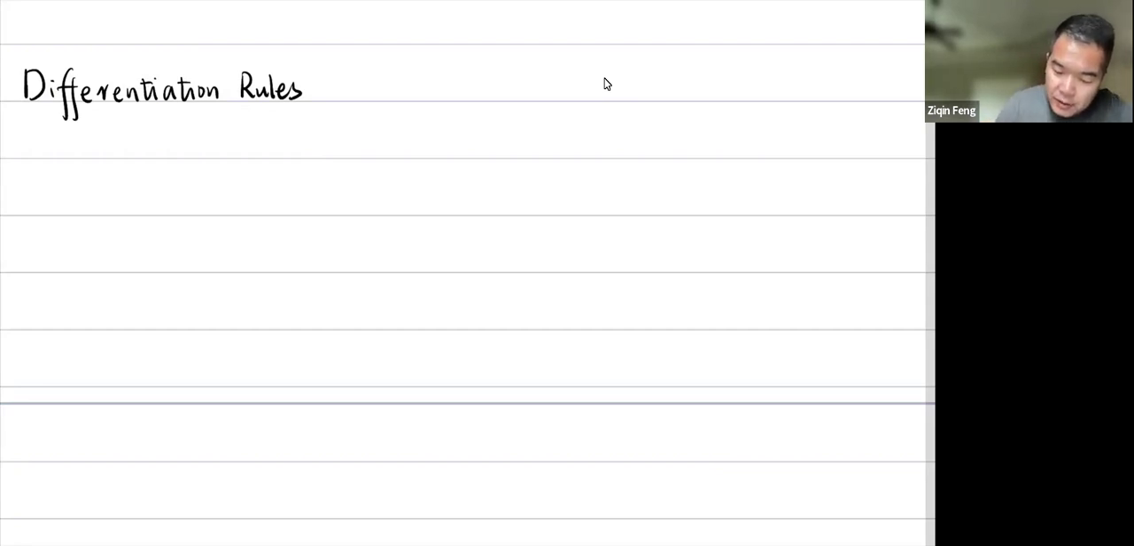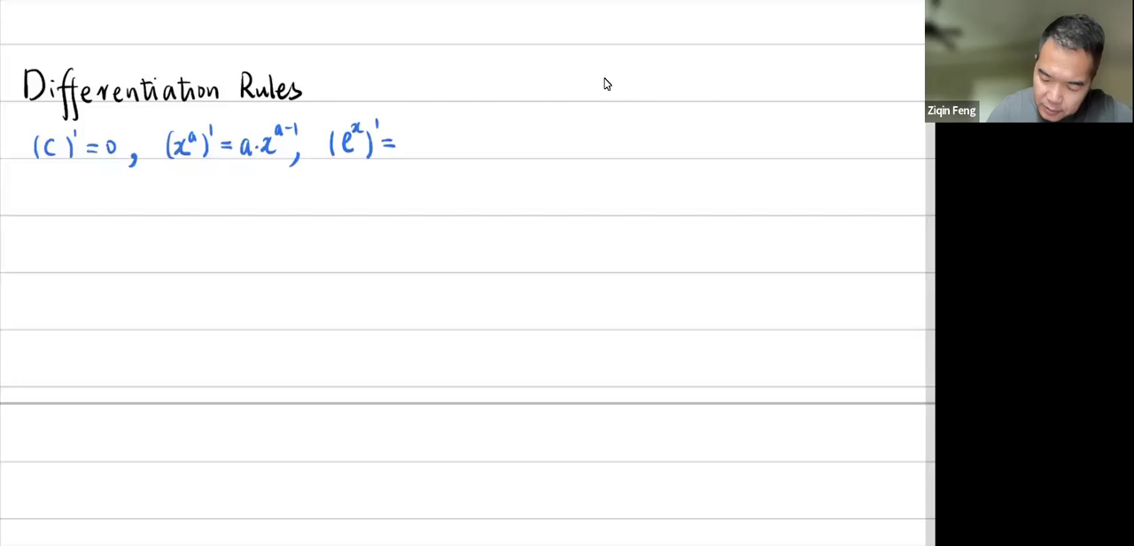So if you have a constant c, c prime, we know that's 0. And the power function, if you have x to the a, prime, this is a times x to the a minus 1. Exponential functions, e to the x, prime is e to the x.